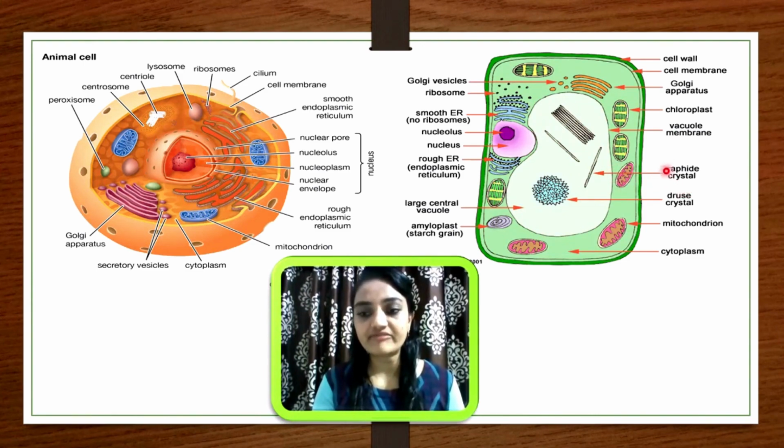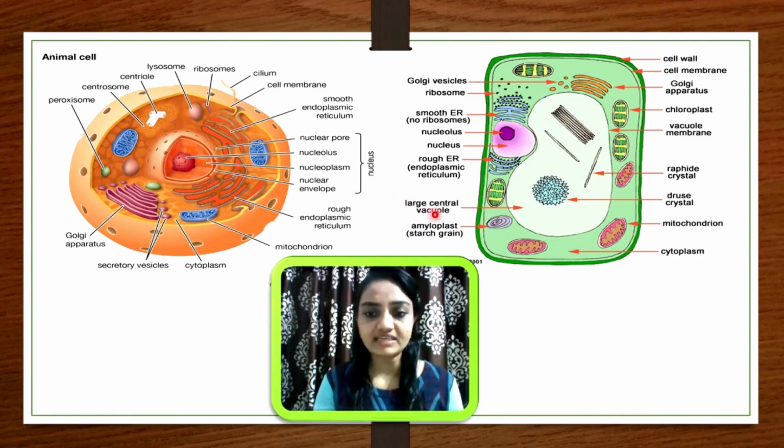Even raphide crystals and all that are present in the plant cell only. Druse crystal, okay, is not present in the animal cell. Mitochondria is common, cytoplasm is also common. Then amyloplast, this is a starch grain which is stored inside the cytoplasm. It will not be present in the animal cell.